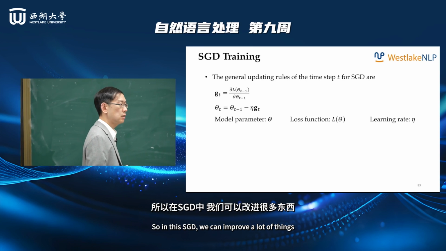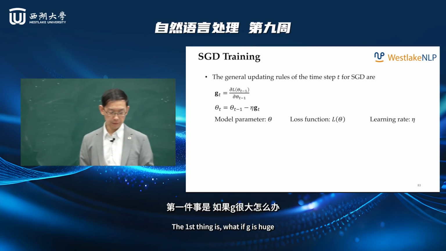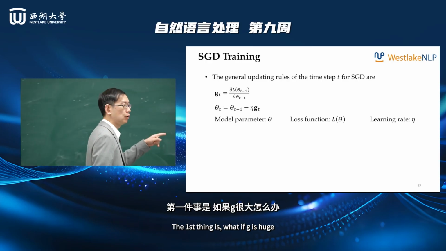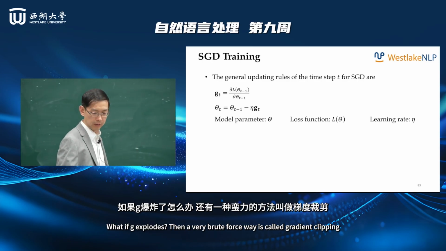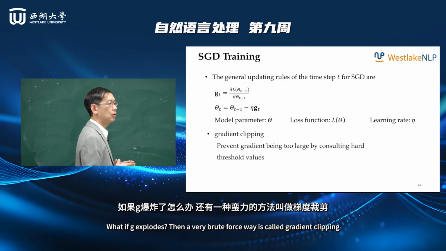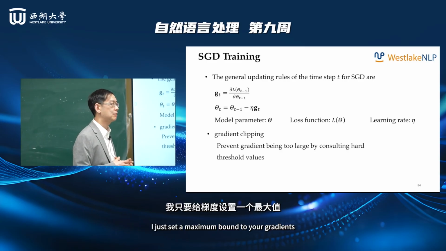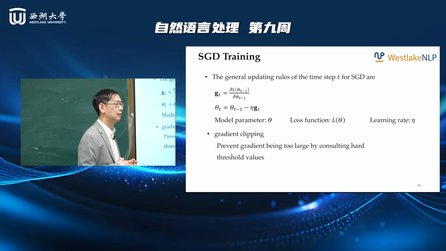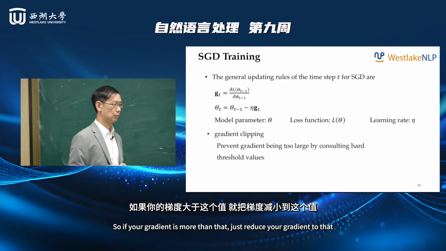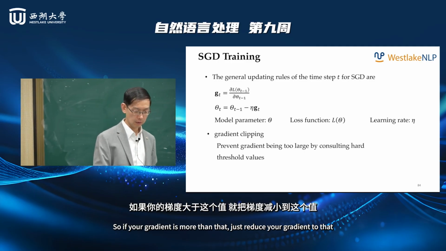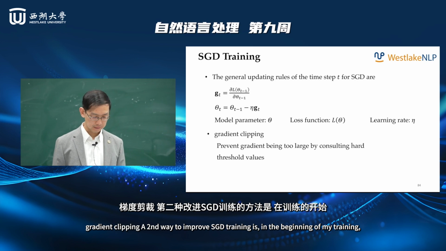So in this SGD, we can improve a lot of things. The first thing is, what if G is huge? What if G explodes? Then a very brute force way is called gradient clipping. I just set a maximum bound to your gradients. Don't update model parameters beyond that. So if your gradient is more than that, just reduce your gradient to that. So, gradient clipping.